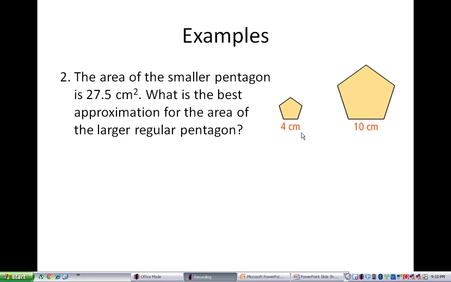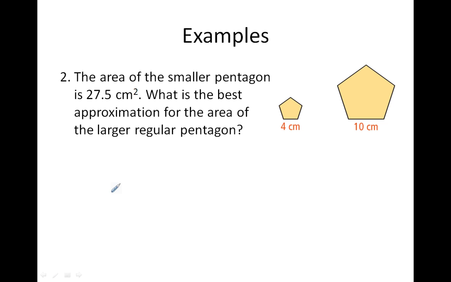We can use this concept of scale factors to help us find the areas of similar figures if we know one of them, but not the other. So in this example, I have two pentagons that are similar, and I know the area of this smaller one is 27.5 square centimeters. I want to find an approximation for the area of the larger one.